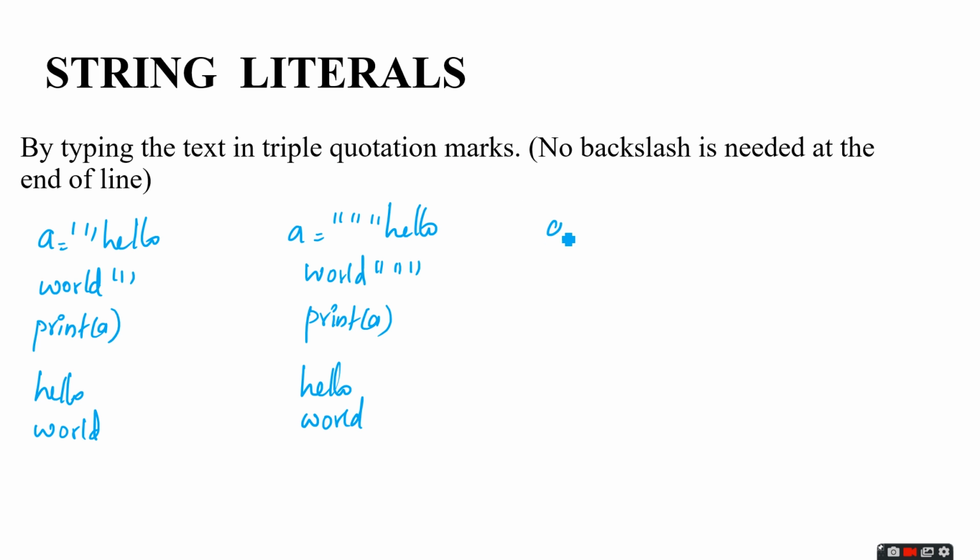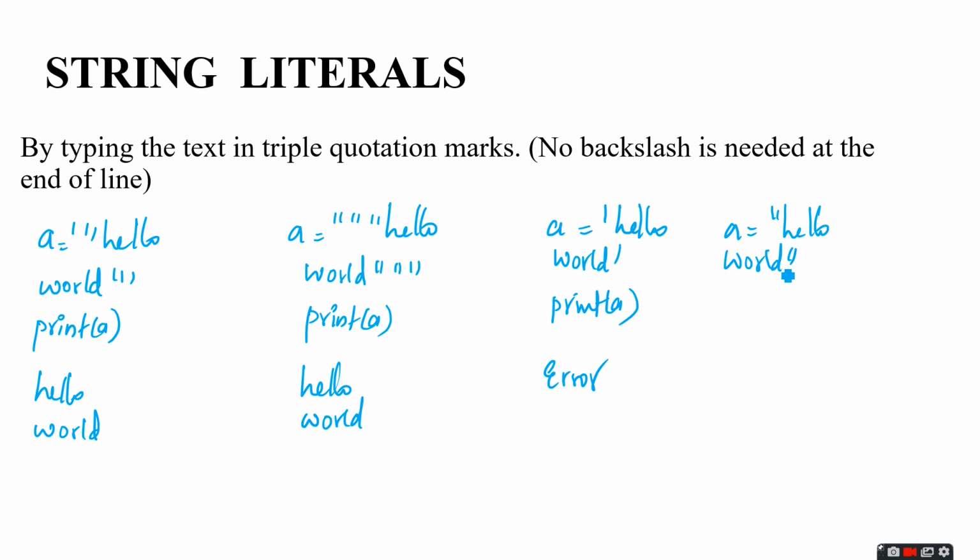Now see here, if we are writing like this, A equal to single quote, hello world, print A, it will give an error. It is not possible. Or we are writing like this, A equal to double quotes, hello world, print A. It will also show an error. So this is the string in multi-line. So we have learned there are two types of string, single-line string and multi-line string.